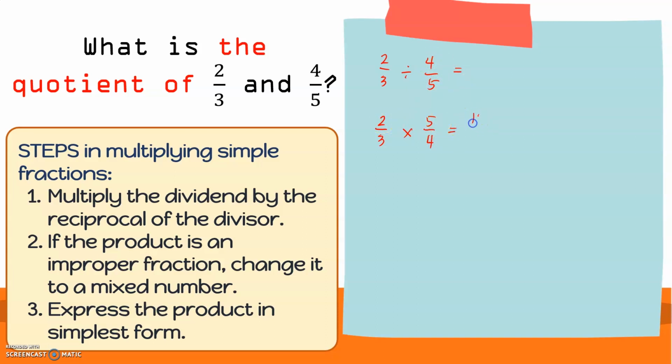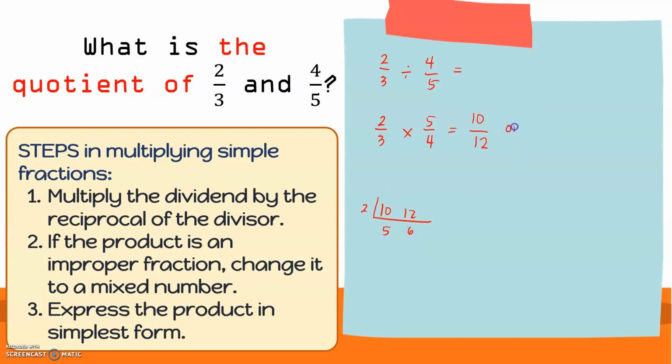2 times 5 is equal to 10, and 3 times 4 is equal to 12. 10/12 is not yet simplified, so we have to simplify it. Okay, let's divide both by 2. 10 divided by 2 is 5. 12 divided by 2 is 6.